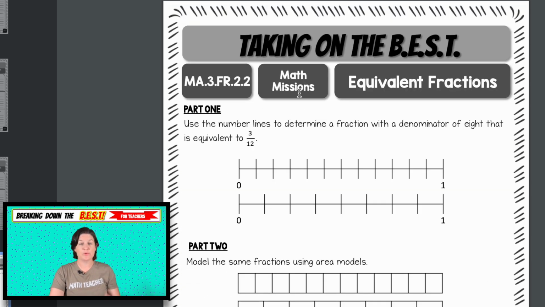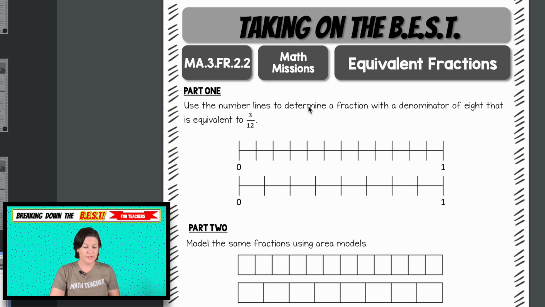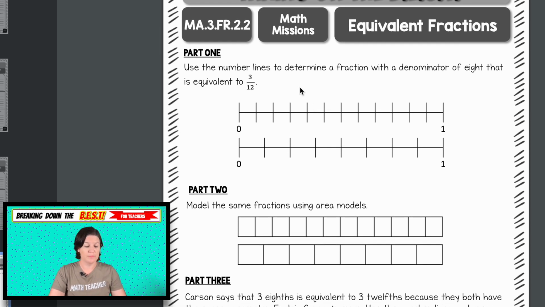And then the last 2 resources are your math missions and the math misconception mystery. So the math mission is like a math task. There's multiple parts to it. This one says use the number lines to determine a fraction with a denominator of 8 that is equivalent to 3/12. So here, this is kind of tapping into that 4th grade standard.